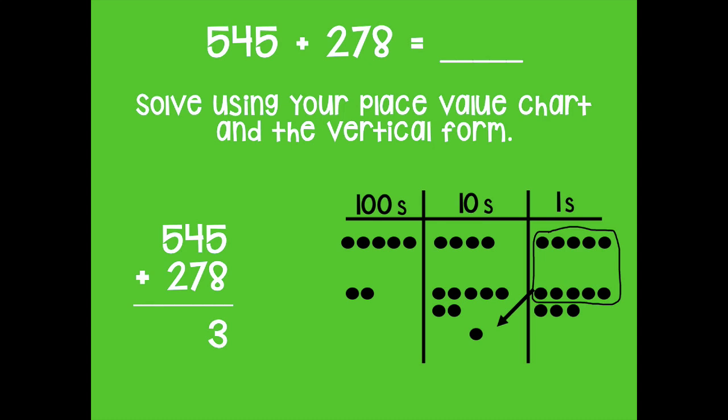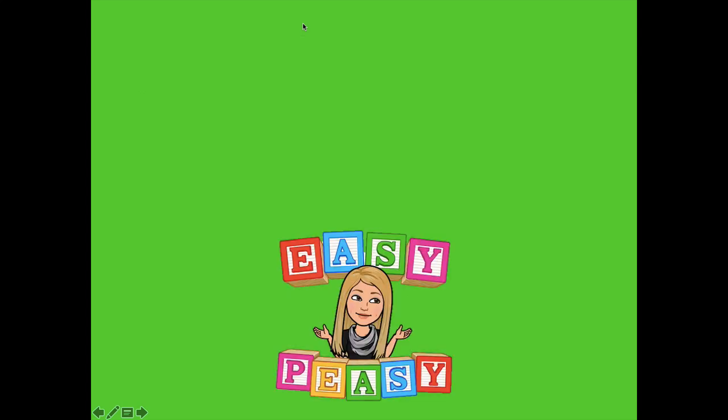Then I'm left with 3 ones, and I have to model the new 10 that I just made in my vertical form. Now I move to my tens place, and I can see that there's going to be more than 10 tens, so I need to take 10 tens and bundle them together to make a new 100. So now I have 2 tens left over and the new 100 that I just bundled. Now in the hundreds place, I have 5 hundreds plus 2 hundreds plus 100 equals 8 hundreds. So the answer for 545 plus 278 equals 823. All right, friends, so easy peasy.